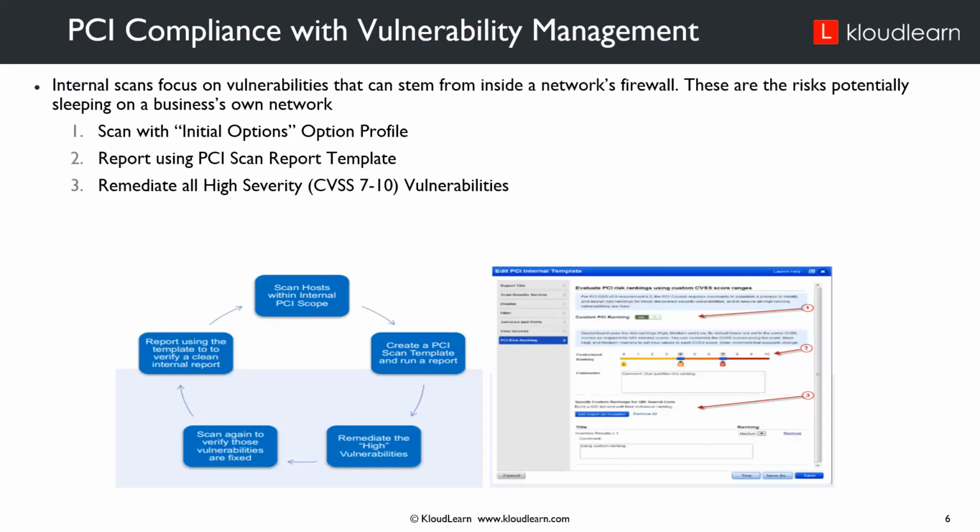PCI compliance with vulnerability management. Internal scans focus on vulnerabilities that can stem from inside a network's firewall. These are the risks potentially sleeping on a business's own network. First, scan with initial options, option profile. Second, report using PCI scan report template. Third, remediate all high-severity vulnerabilities.